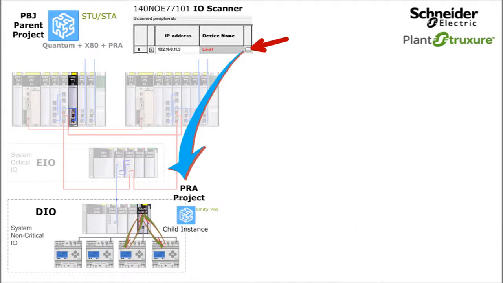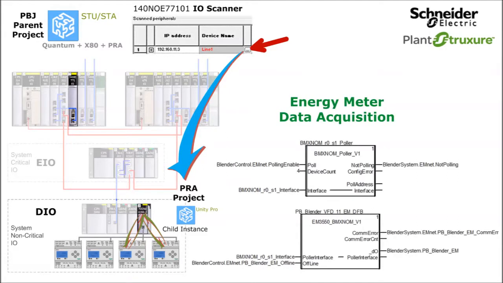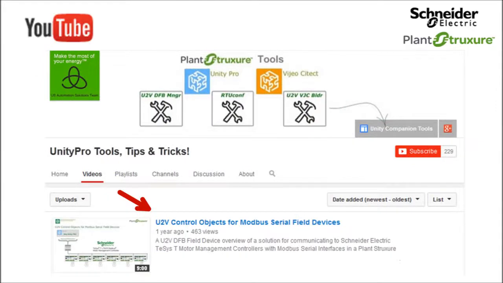Starting within the Quantum-based project, the Line 1 DIO project is created, then opened, and the hardware configuration is defined. Then the data acquisition from the energy meters is added. This is managed by DFBs, one for coordination of the Modbus serial network polling, and one for each of the EM3550 energy meters. To understand the functionality of these DFBs, please see the UnityPro Experts video, U2V Control Objects for Modbus Serial Field Devices.